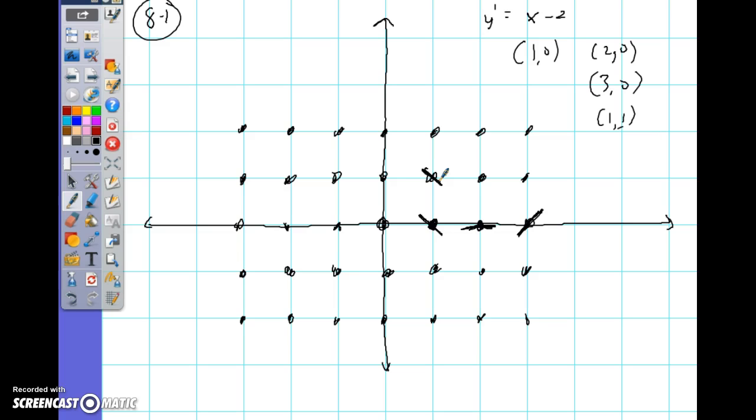Emily, pick the next point. (2, 2). Put in a 2 for the slope. I get 2 minus 2 is 0. So I have a slope of 0 right here. Here we got it? Do you do that for all of them? Fill them in. All of them.